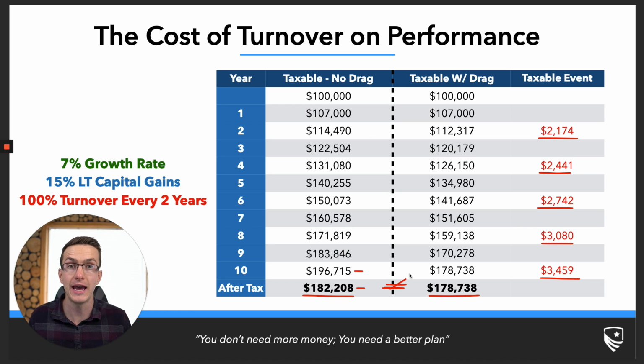We need to control our tax liability, because we know anytime there is a taxable event, it is money leaving our situation. It's no longer compounding for us for the future, and there is a given tax drag.